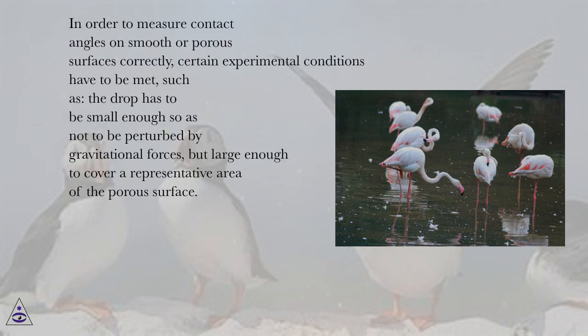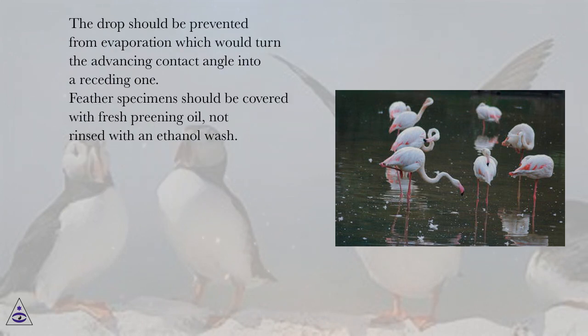In order to measure contact angles on smooth or porous surfaces correctly, certain experimental conditions have to be met, such as, the drop has to be small enough so as not to be perturbed by gravitational forces, but large enough to cover a representative area of the porous surface. The drop should be prevented from evaporation, which would turn the advancing contact angle into a receding one. Feather specimens should be covered with fresh preening oil, not rinsed with an ethanol wash.